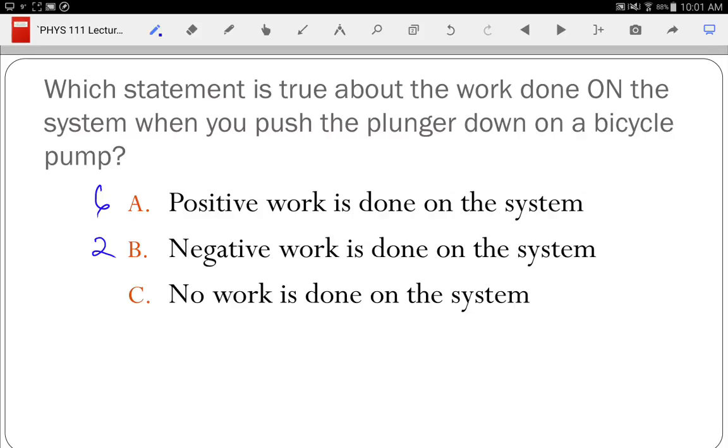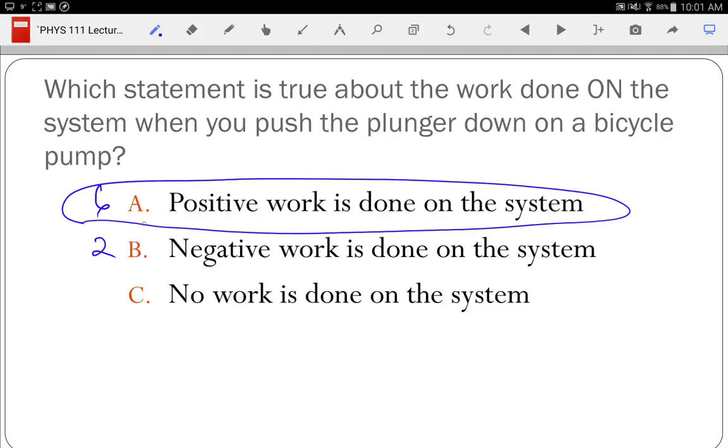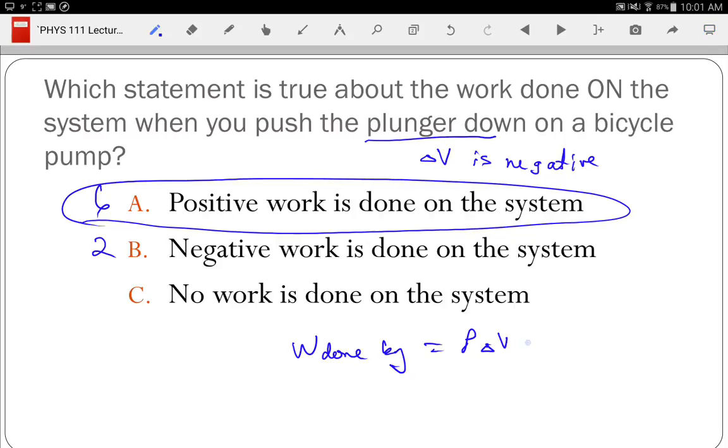And you can see why I've talked so much about this. Even with all I've talked about it, it's still not perfectly clear. The signs are correct. When you move the plunger down, delta V is negative. You've decreased the volume, and so the work done by the system is P delta V, and therefore negative. The work done on the system is minus the work done by, and therefore positive.